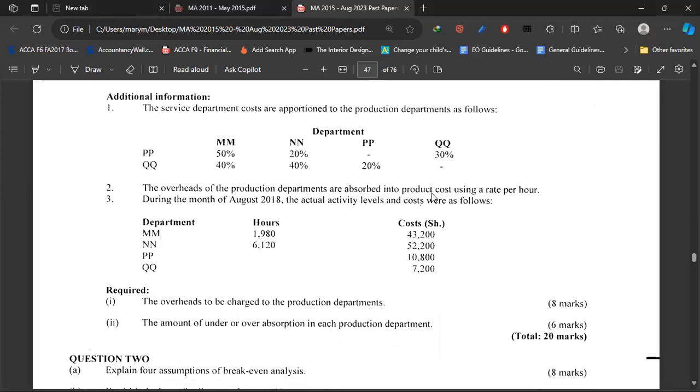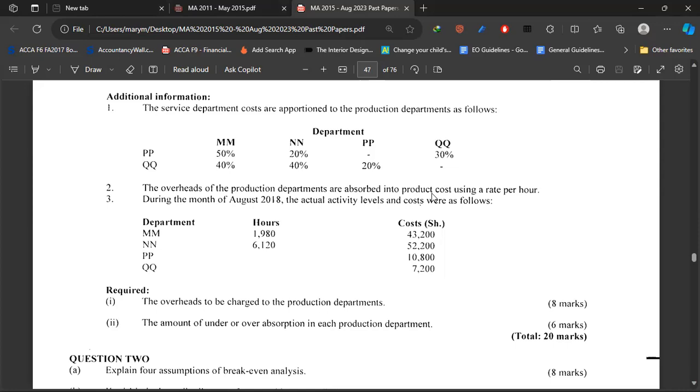Thank you so much. What the examiner is doing with this question is trying to challenge you, to see whether you understand the concept of under and over absorption of overheads. We say the overheads absorbed into products can be more or less than expected, depending on the expected or actual outputs. Overabsorption occurs when the overheads absorbed are more than the actual overheads, and underabsorption occurs when the overheads absorbed are less than the actual overheads.